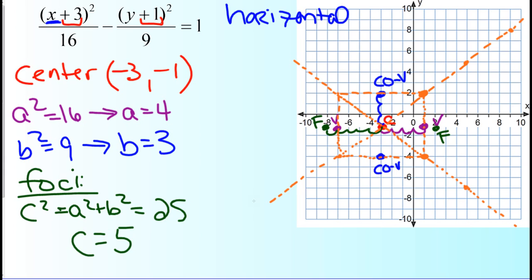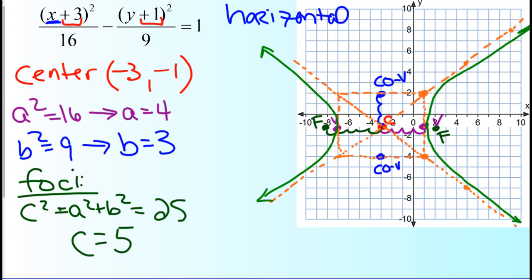But right now, we can actually graph our hyperbola, and we said it was horizontal, so it opens left and right. Your hyperbola must go through each vertex, and it cannot cross the asymptote. So it goes through each vertex, it's opening left and right, and it cannot cross the asymptotes.